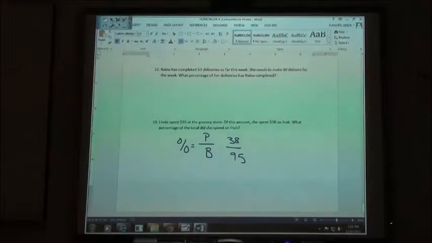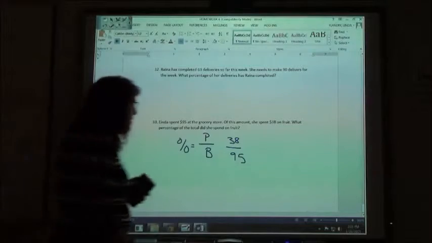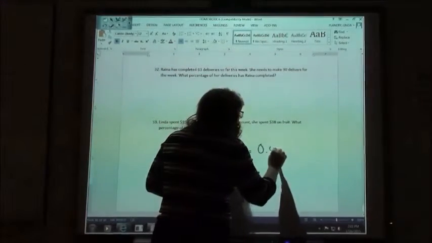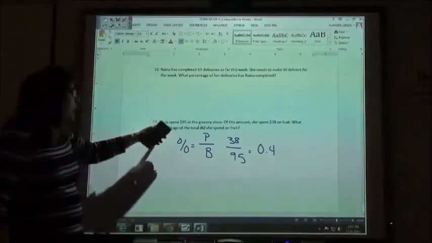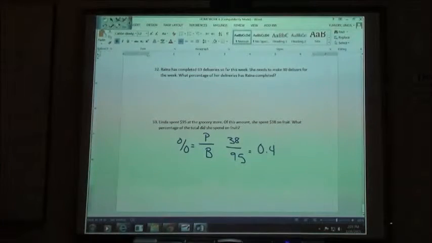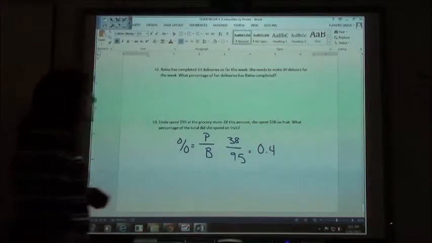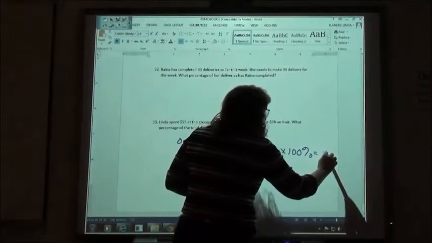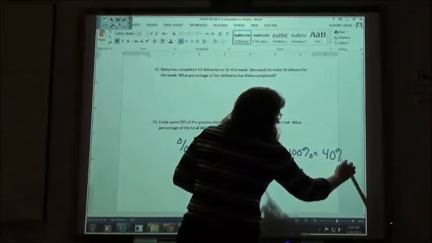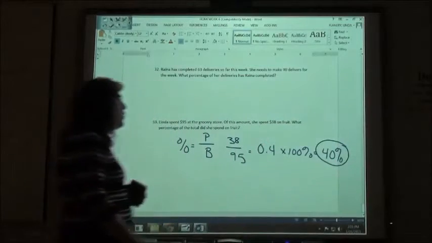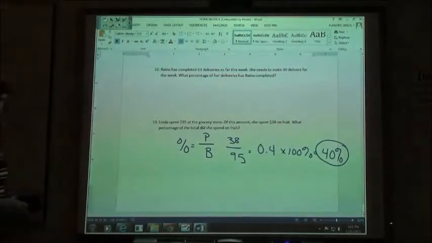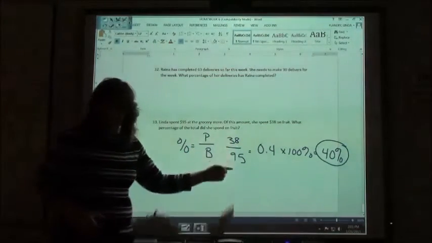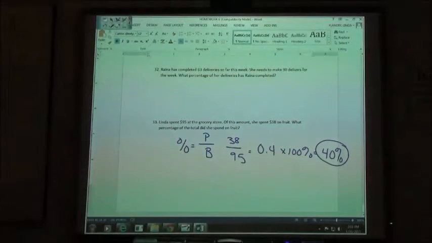If I divide that, 38 divided by 95 gives me 0.4. I want to write what percent, so I have to change my decimal to a percentage. So I'm going to multiply it by 100 so I can add my percent sign. 0.4 is 40%. Just a little under half that she spent on her fruit. And that one is the last one on homework day 6.